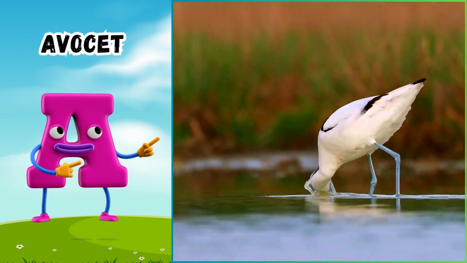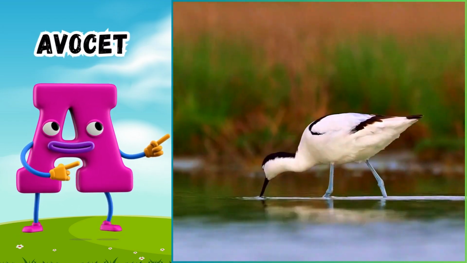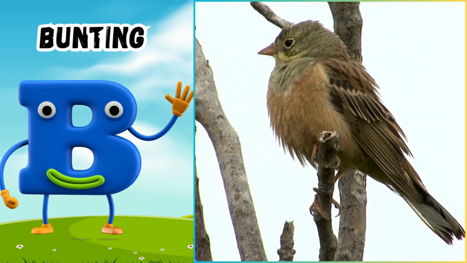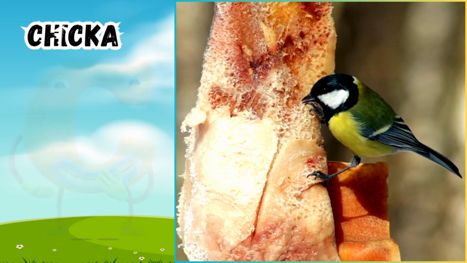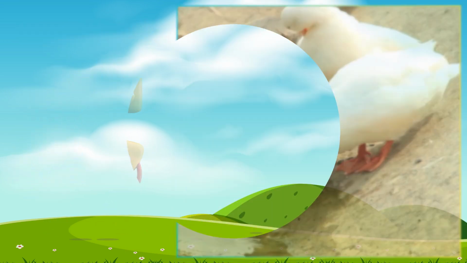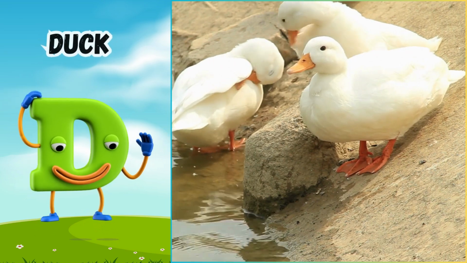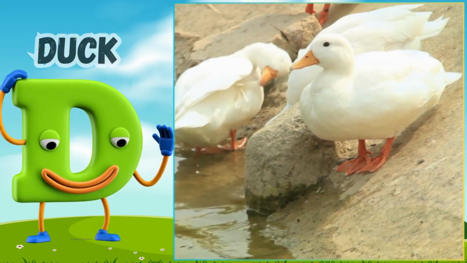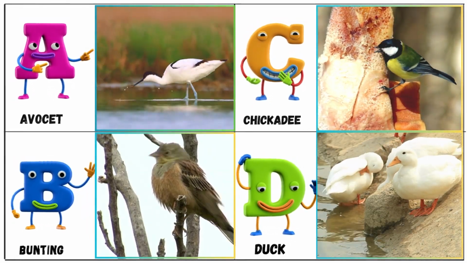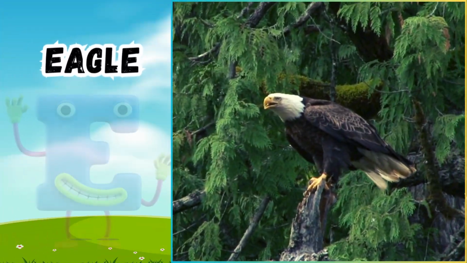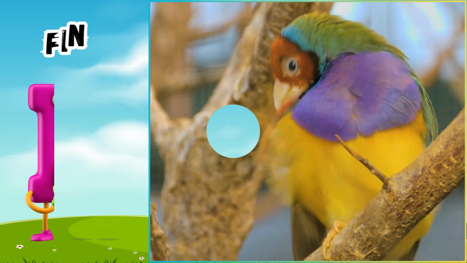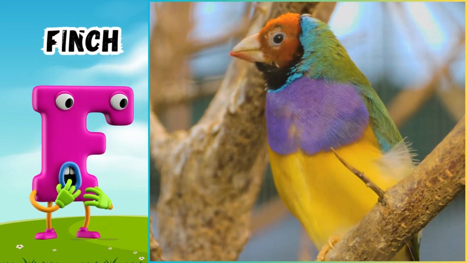A is for avocet. Avocet. B is for bunting. The bunting. C is for chickadee. Chickadee. D is for duck. Duck. E is for eagle. Eagle.